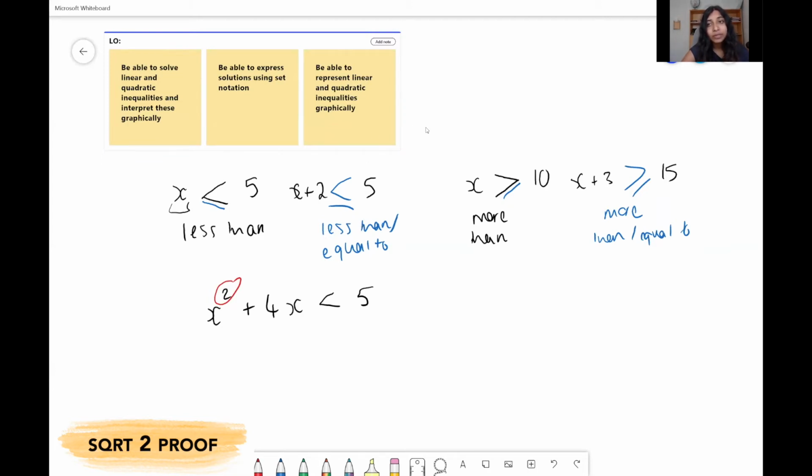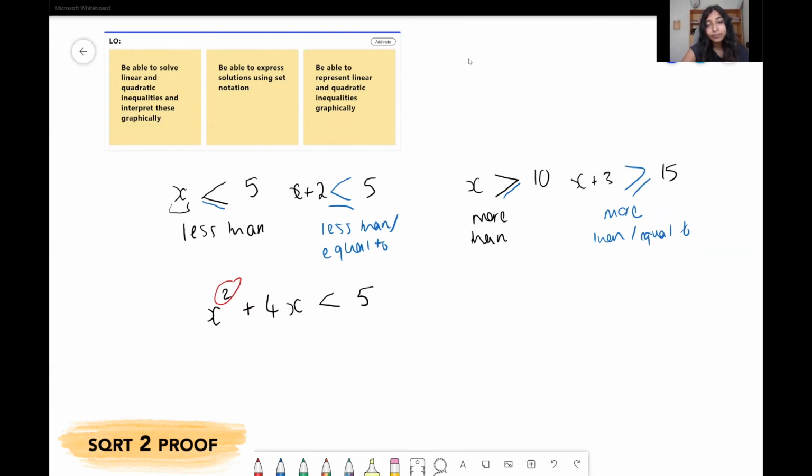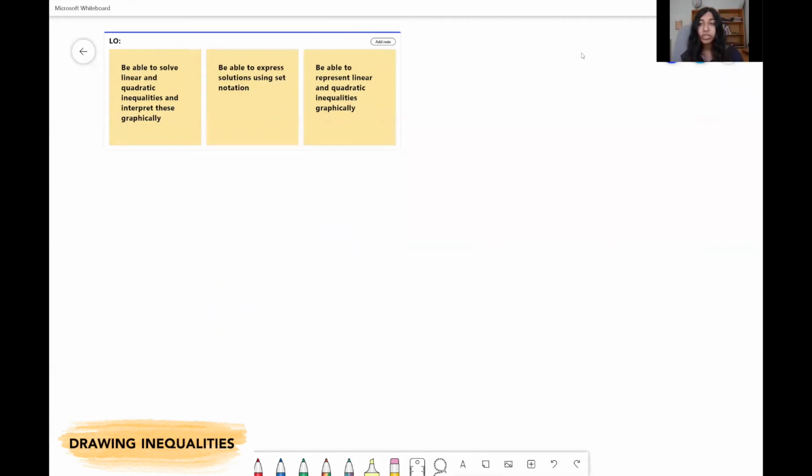And now we're going to be going through how to actually solve linear and quadratic inequalities, and then how you can interpret these on a graph. Drawing a linear inequality is really similar to drawing a normal linear equation, but instead you're shading the areas that represent what the inequality means.